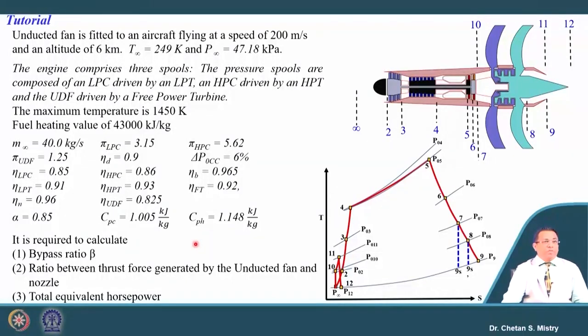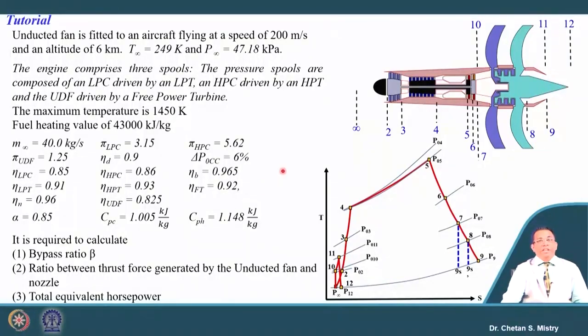We need to calculate the bypass ratio, the ratio of the thrust generated by the unducted fan and the nozzle, and the total equivalent horsepower. That is what is required to be calculated for this configuration.